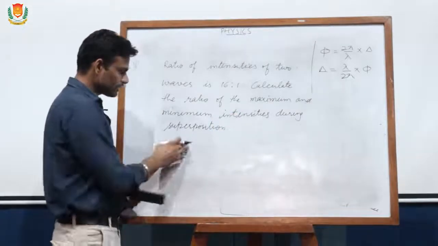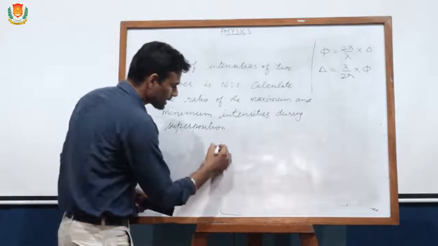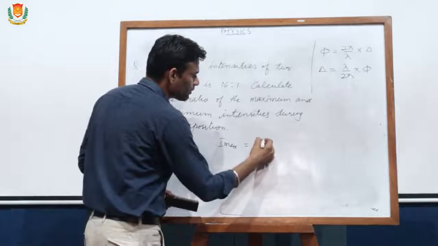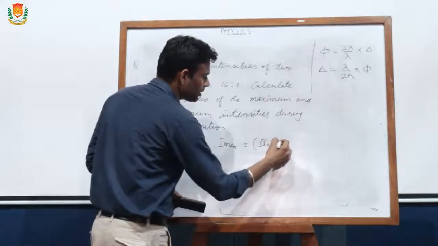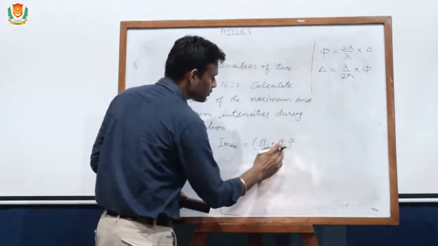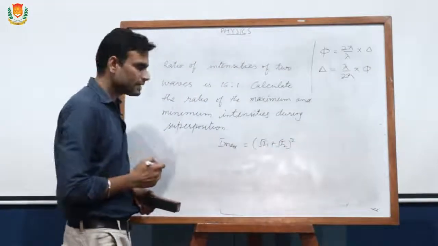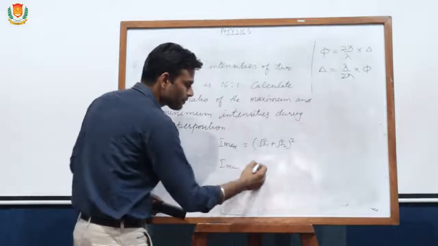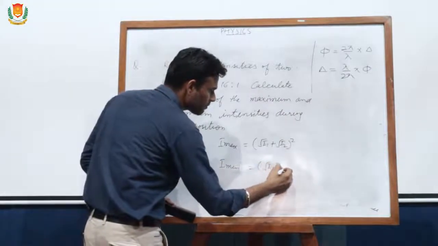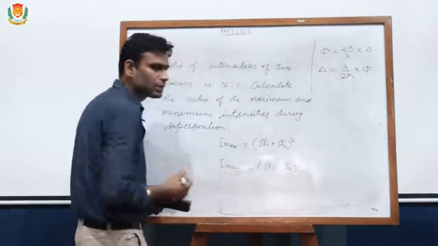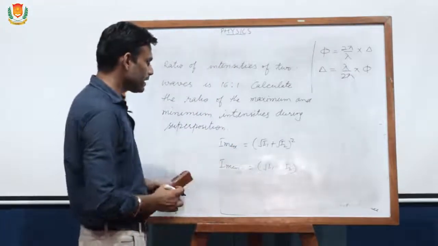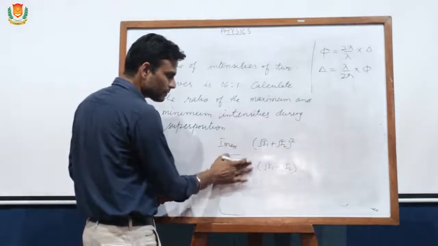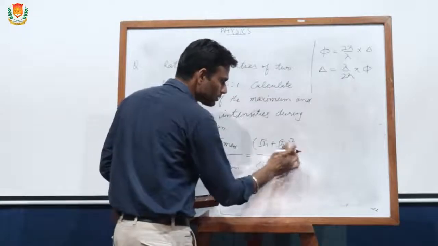From Young's double slit experiment, we know that the maximum intensity I maximum is (square root of I1 plus square root of I2) whole square. And minimum intensity is I minimum equal to (square root of I1 minus square root of I2) whole square. So the ratio between maximum and minimum intensities will be I maximum upon I minimum equal to this upon this.